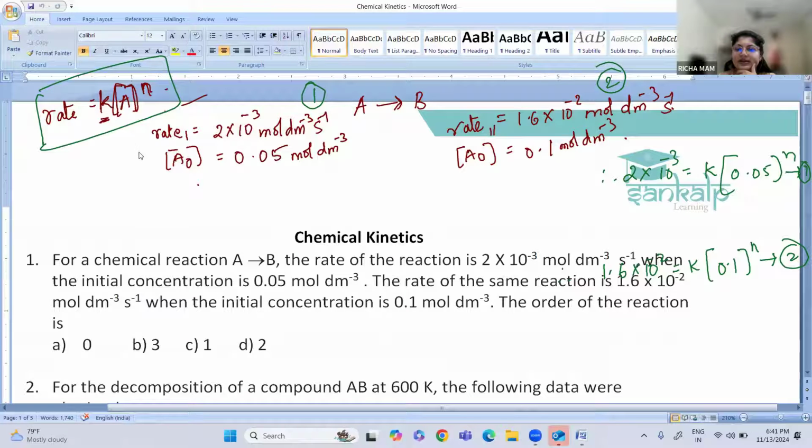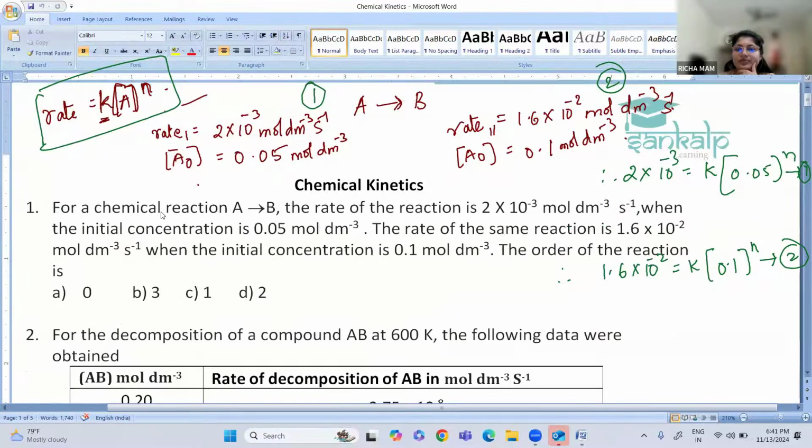equal to k into the concentration 0.1 raised to n. So this is the second equation. Now, next step is what? We have to divide. So divide 1 by 2.